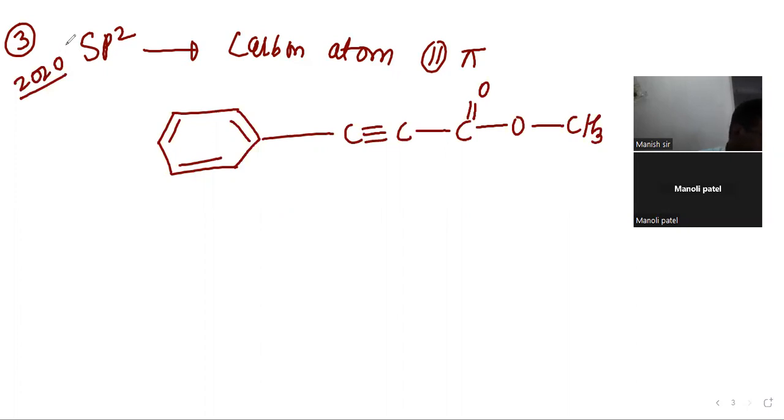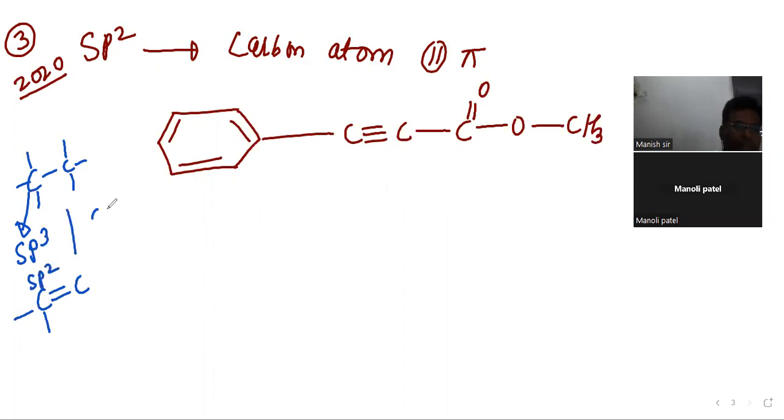So for this, I will give you some concept first. See, when carbon makes a single bond, then it is sp3 hybridized. When carbon makes a double bond, then it is sp2 hybridized. And when it makes a triple bond, it forms sp hybridization. So please remember this shortcut, right?